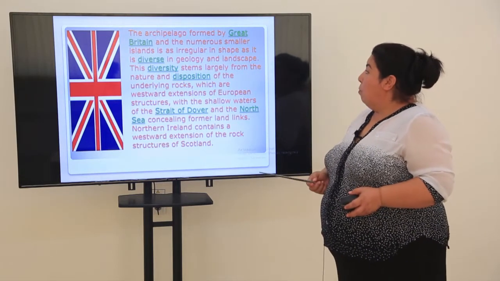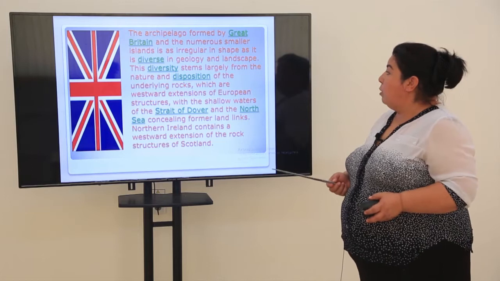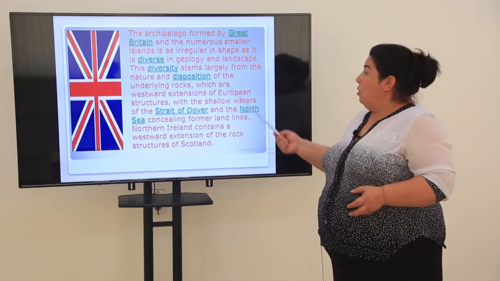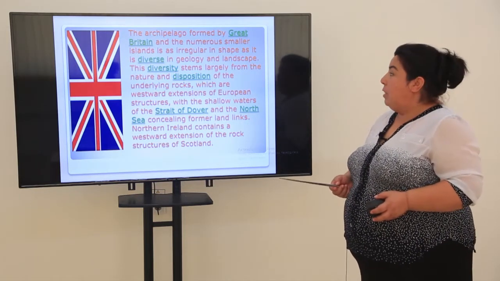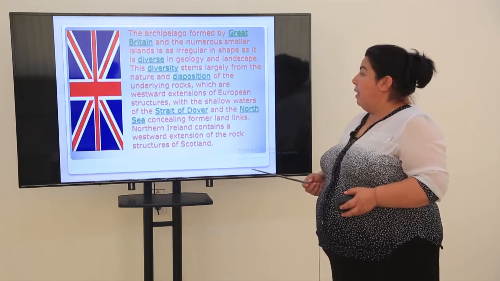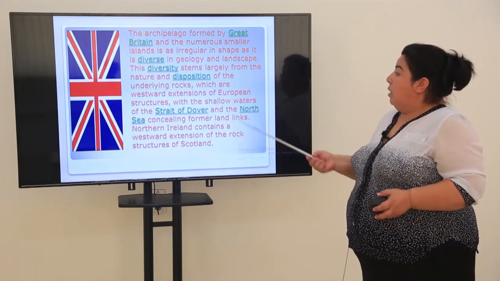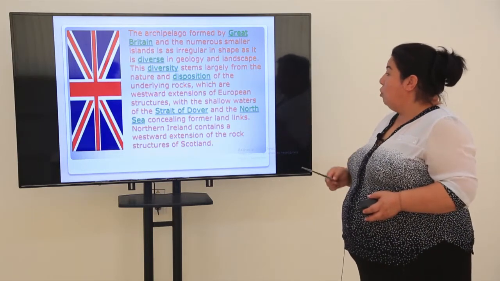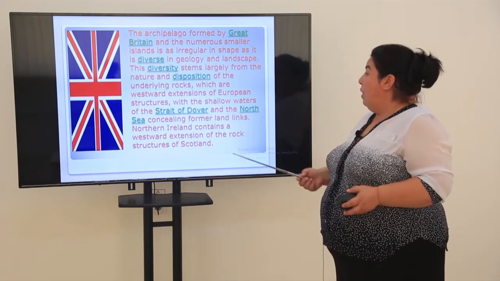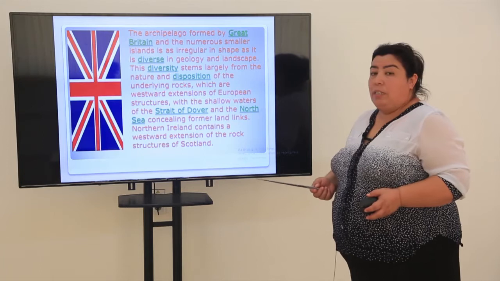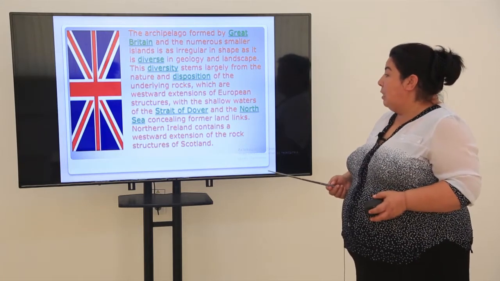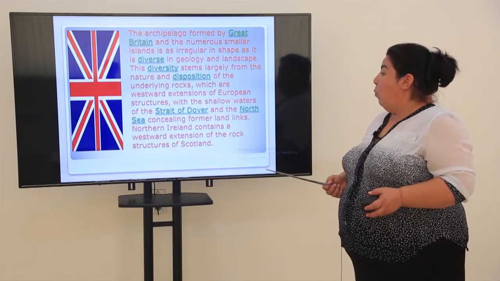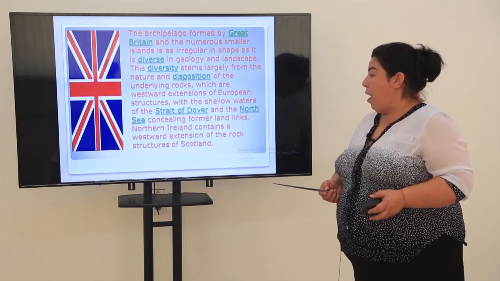The archipelago formed by Great Britain and the numerous smaller islands is as irregular in shape as it is diverse in geology and landscape. This diversity stems largely from the nature and disposition of the underlying rocks, which are westward extensions of European structures, with the shallow waters of the Strait of Dover and the North Sea concealing former land links. Northern Ireland contains a westward extension of the rock structures of Scotland.